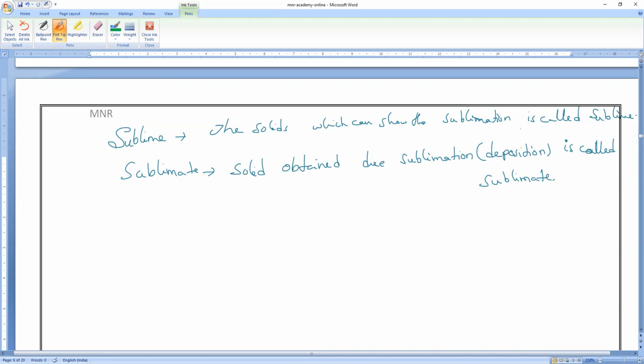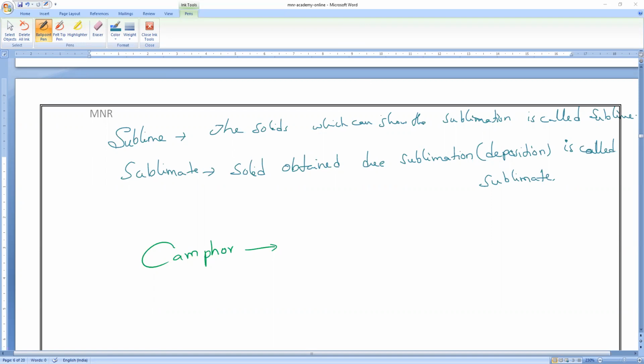Yes, sir. So for example, in your home you will be having camphor. So it's an example of sublimation. If you put the fire, then what will happen? Without forming into the liquid, it will turn into gaseous state. Yes or no, guys? Camphor?